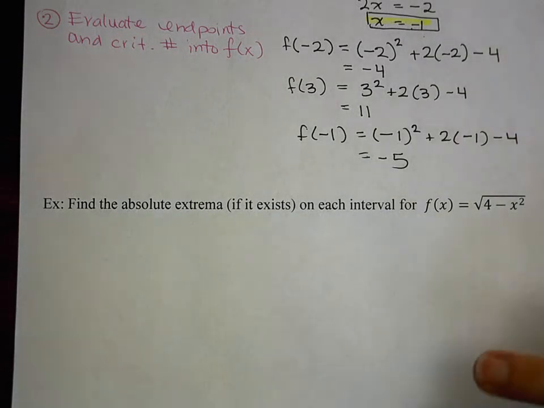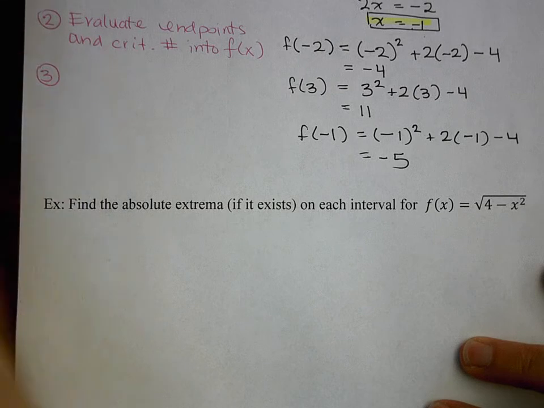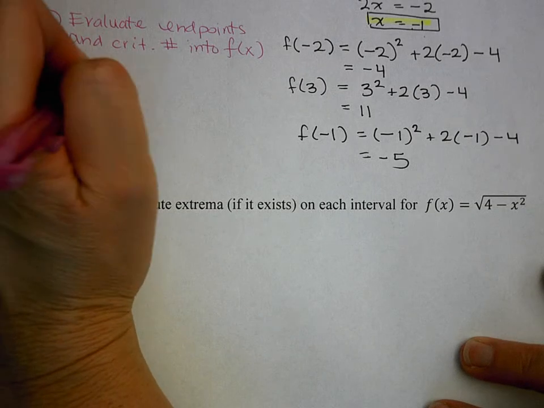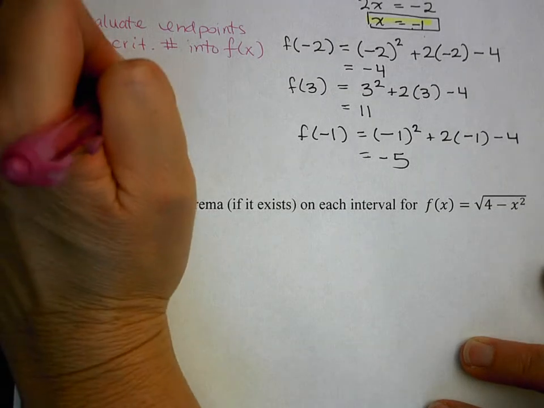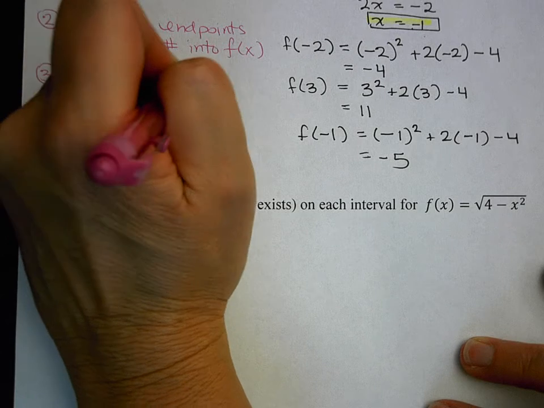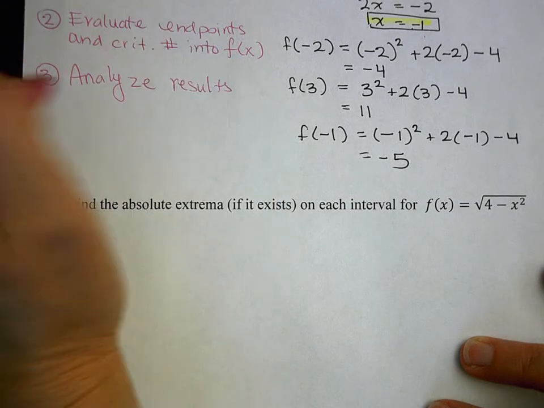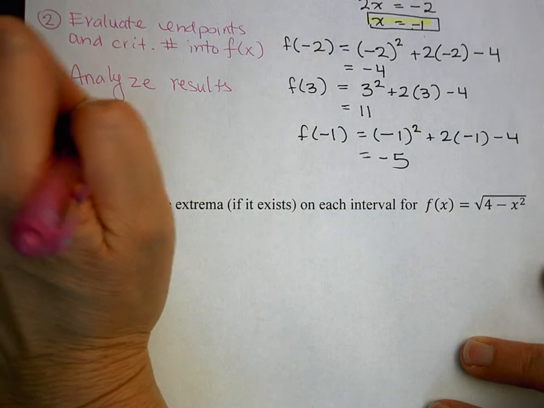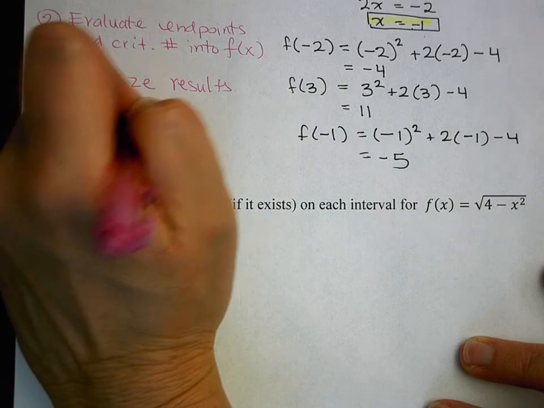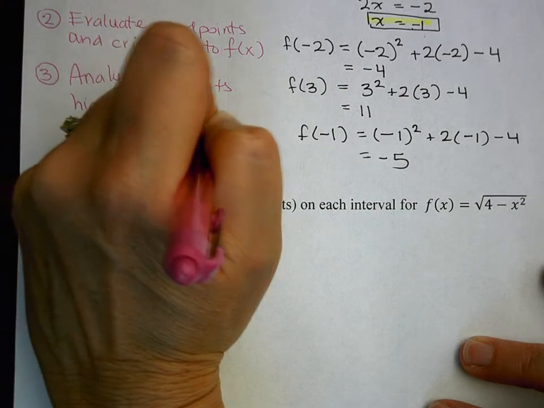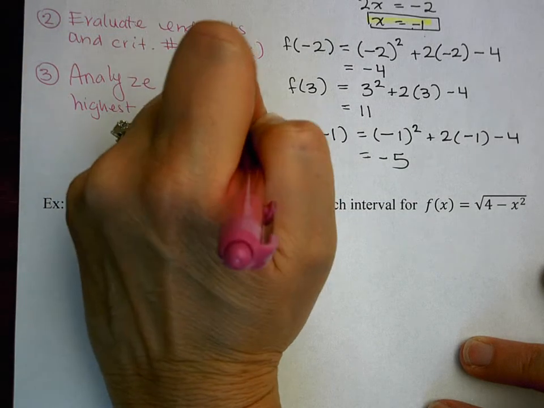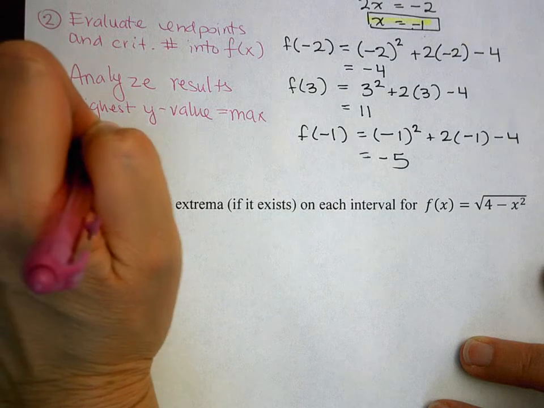And so finally, we just analyze, right? So we analyze our results. So the highest y value is our max, and the lowest y value is our minimum.